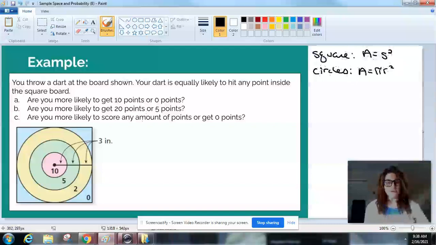So first thing I'm going to do is find all of my areas on this side and then use it inside the problem. So each of these are 3 inches. That's what they're telling me. This is 3, this is 3, and this is 3. So the whole diameter is actually 18, right? Because the radius would be 9 then, if I have 3 sections of 3. So this is an 18 by 18 square.